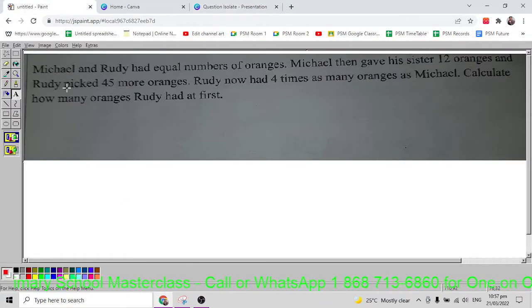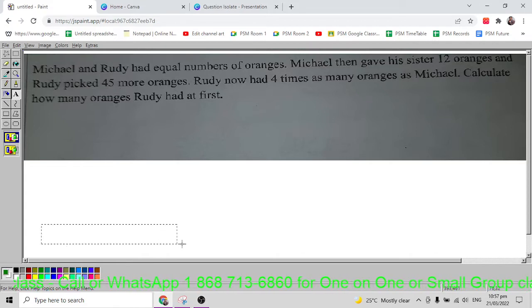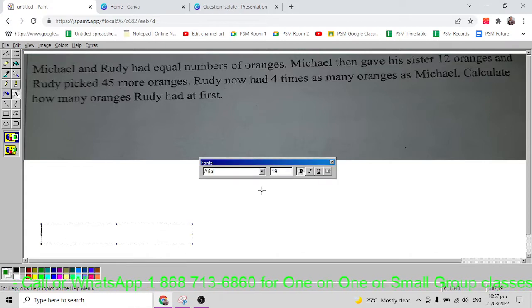So we have 2 guys, Michael and Rudy. So let's go with green. I know someone said students tend to be afraid of red. Maybe it's because of red marking. I don't know. So I don't use red anymore. So Michael, Rudy, those are the 2 guys there.